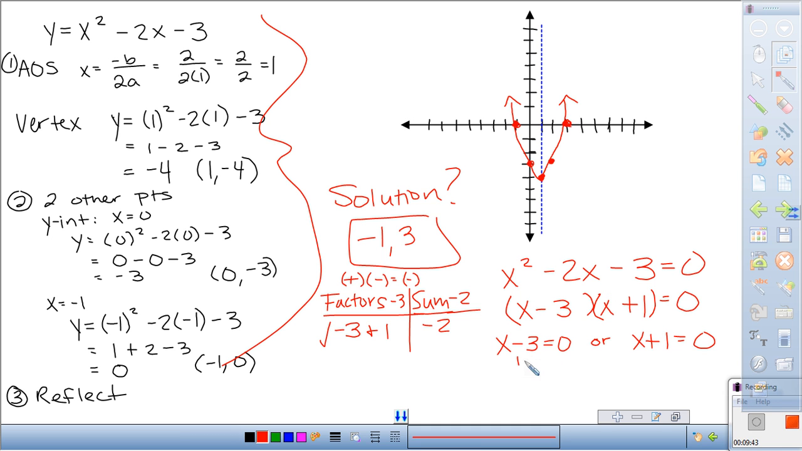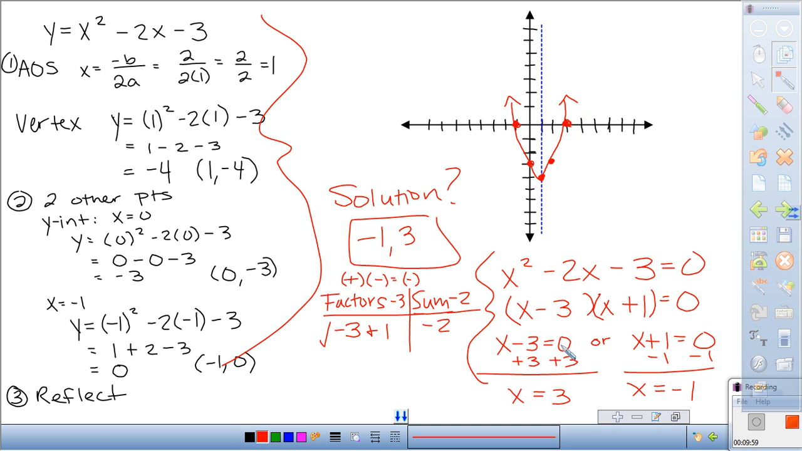So x minus 3 equals 0, so add 3 to both sides. x equals 3. Subtract 1 from both sides. x equals negative 1. And what were our solutions when we graphed? Negative 1 and 3. And what do we get here? Negative 1 and 3. So you see, this method is much quicker to finding the solutions of your quadratic function than having to go through all these steps of graphing.